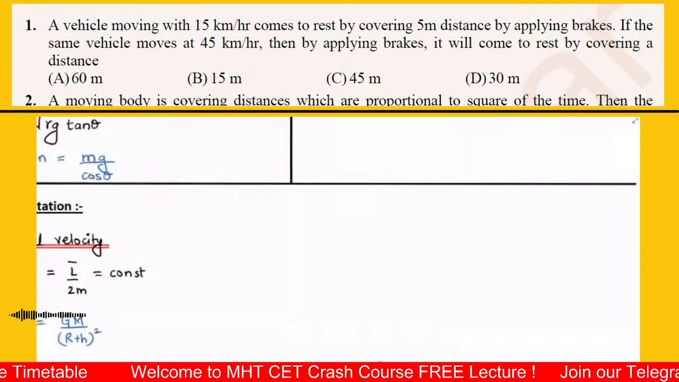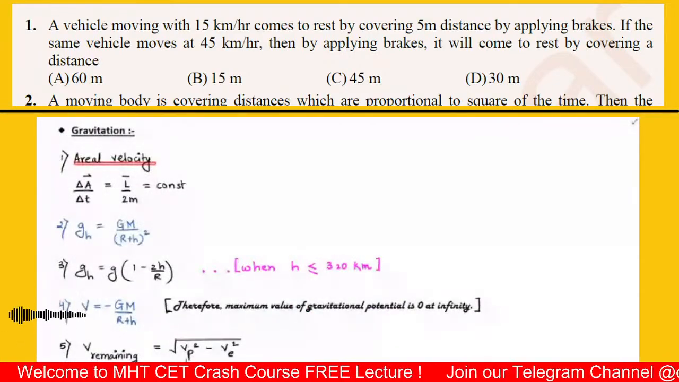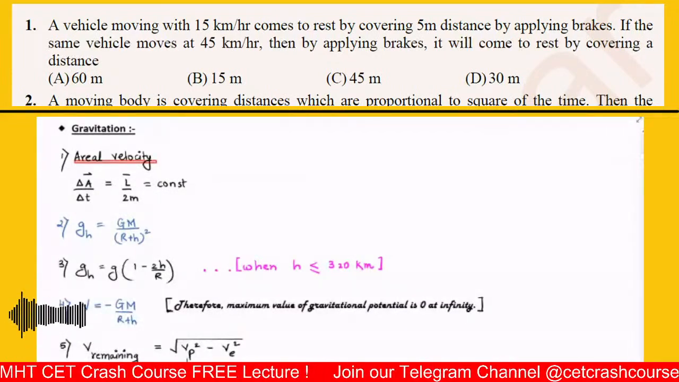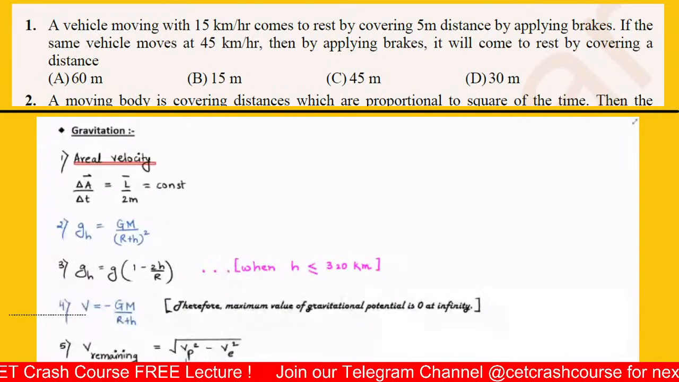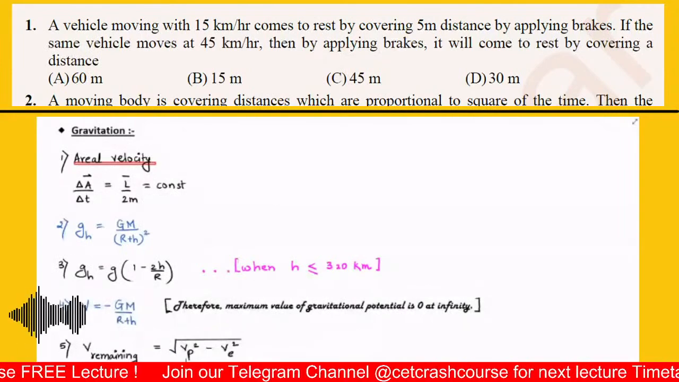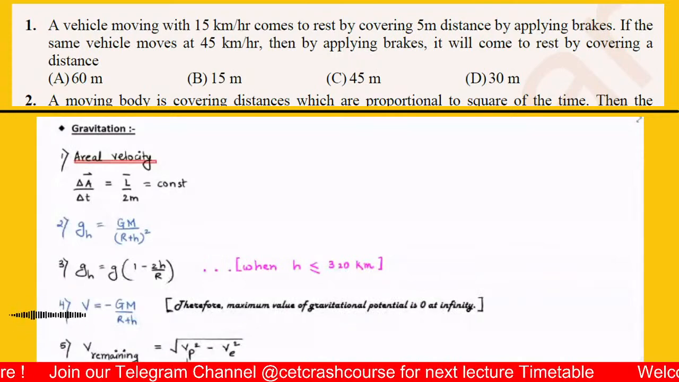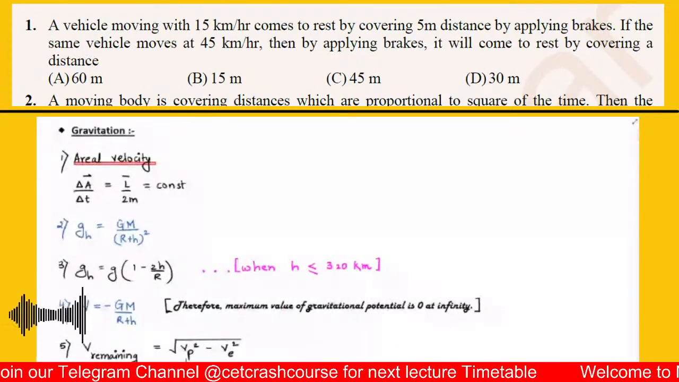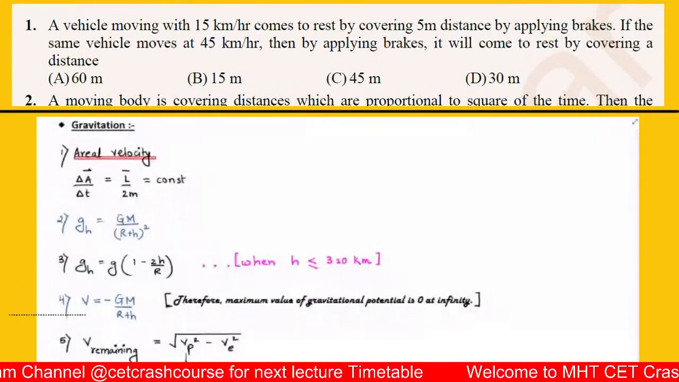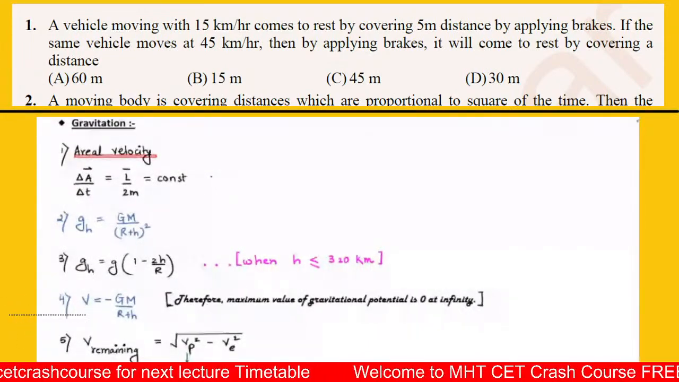Moving on to the third chapter, that is gravitation. Students, according to Kepler's second law, areal velocity is constant. Areal velocity is given by delta A upon delta T, which can be derived and written as L upon 2m. Students, what is L? L is angular momentum. So from the second law, we can conclude that angular momentum is constant.